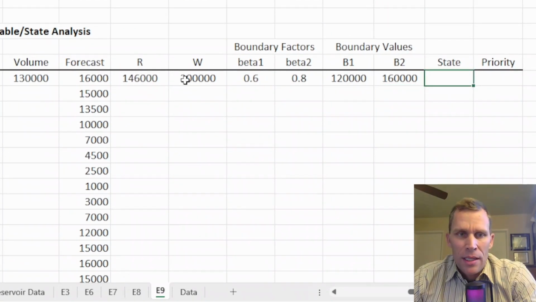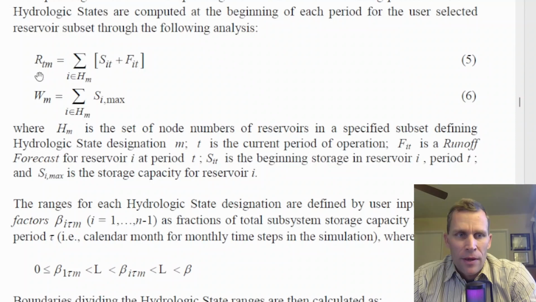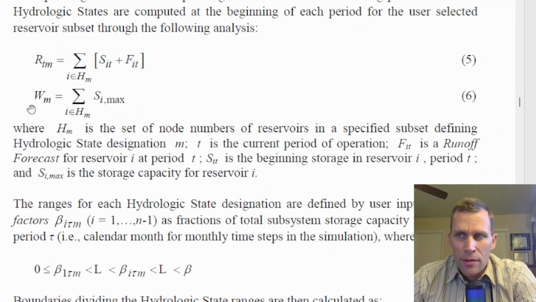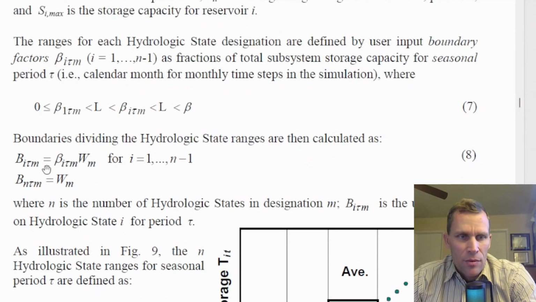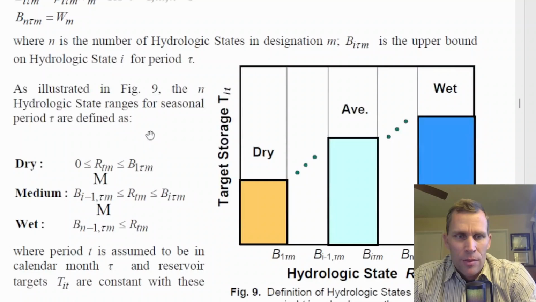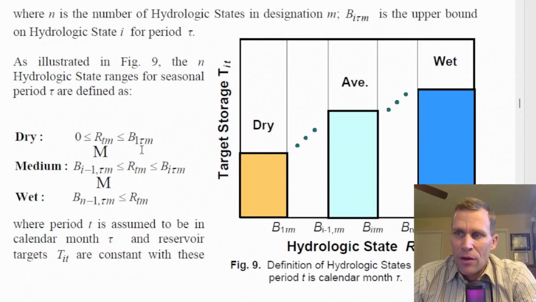Okay, so what I did here with these calculations was basically just calculating the R value here, calculating the W value here. Again, check out that lesson 15 if you're interested in me going through it a little bit slower. Those boundary values were calculated using this equation right here. And now to determine if the hydrologic state is going to be dry, medium, or wet, we'll just compare our R value versus those boundary values.